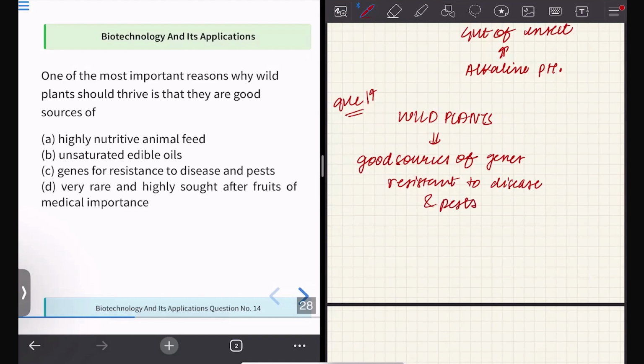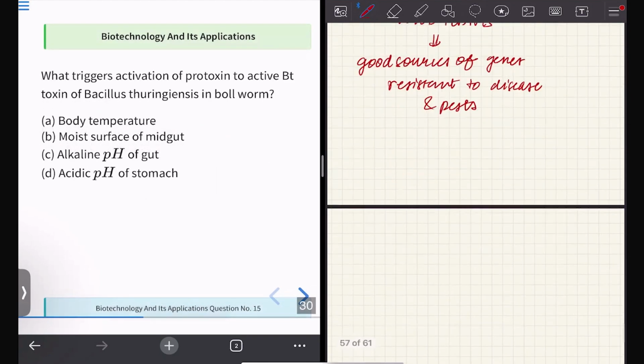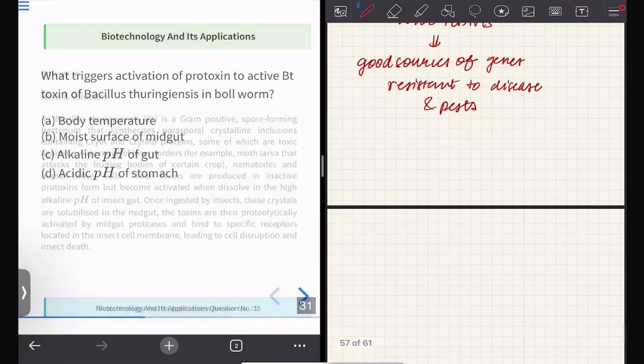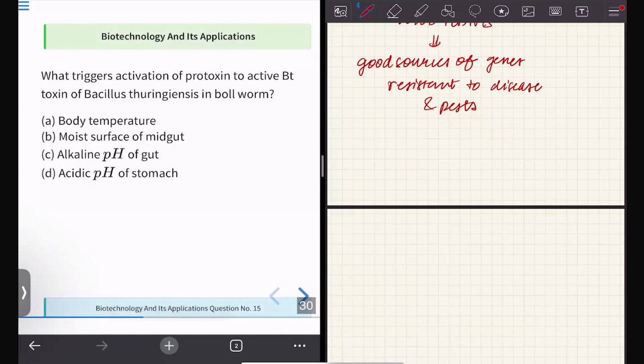The wild plants thrive under very difficult conditions, with a variety of pests infecting them and not enough water or nutrients. So they become resistant to all of this, and they are also a good source of genes that are resistant to these. Okay, what triggers activation of protoxin to active BT toxin of Bacillus thuringiensis in bollworm?